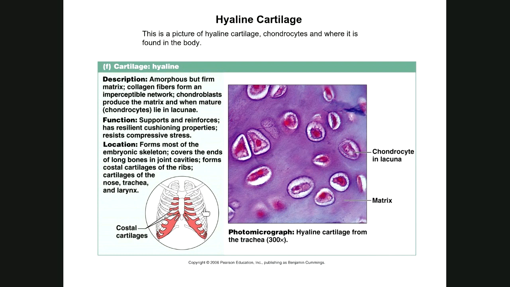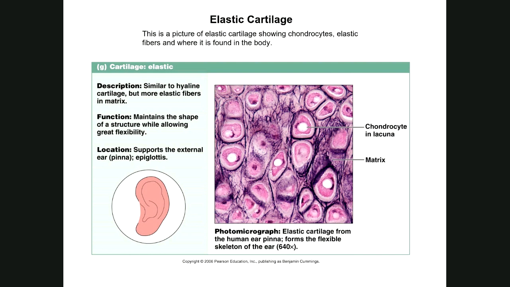So hyaline cartilage, you know it's a cartilage because it has chondrocytes, a pair of cross-eyed cells somewhere in that field of view, and you don't see any fibers. Hyaline means clear. You don't see any fibers. Let's look at another cartilage. Elastic cartilage. Now look at this one.